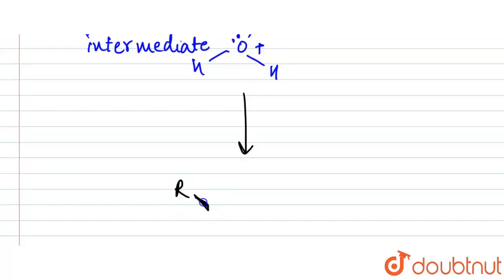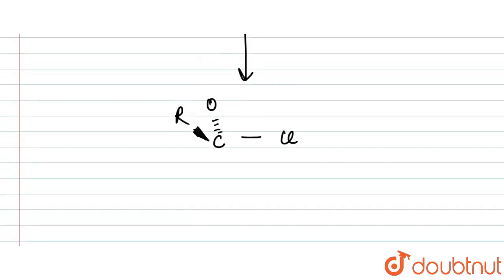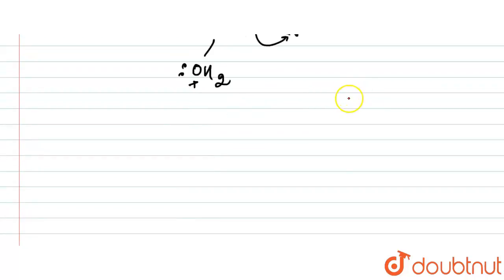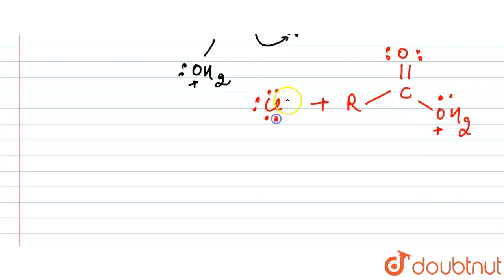Now the electrons from the O minus will move to reform the bond. After this step we have the formation of R-C double bond O with OH2 plus, because we have the removal of Cl minus.